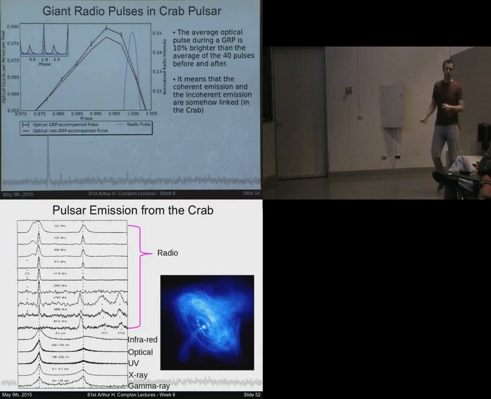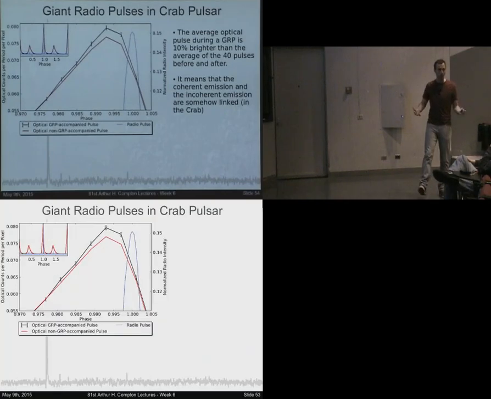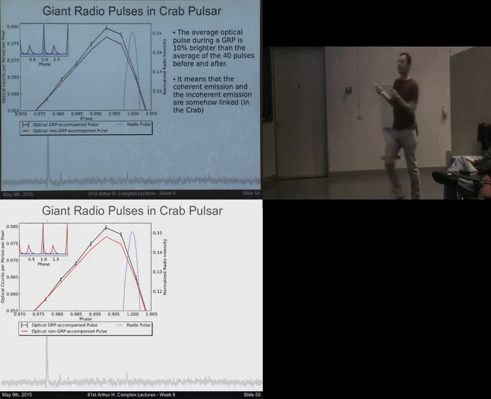So this is pretty startling. It's startling because it means the following. It means that the coherent emission and the incoherent emission are linked somehow. They're talking to each other. Whatever it is that makes the giant radio pulse also does something at the exact same time to tell the optical pulse, you also have to be a little bit brighter than your neighbors. And people don't really know how this happens. What's my next slide? Where are we?